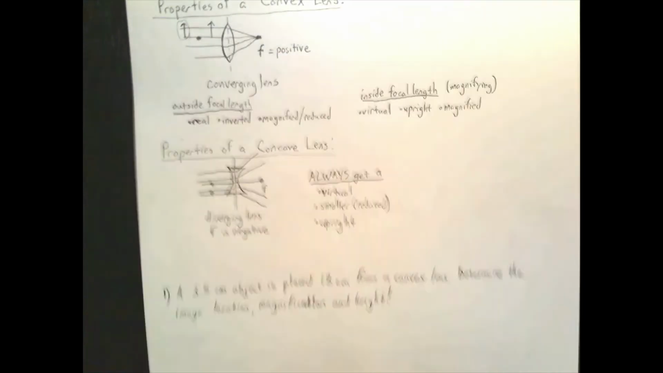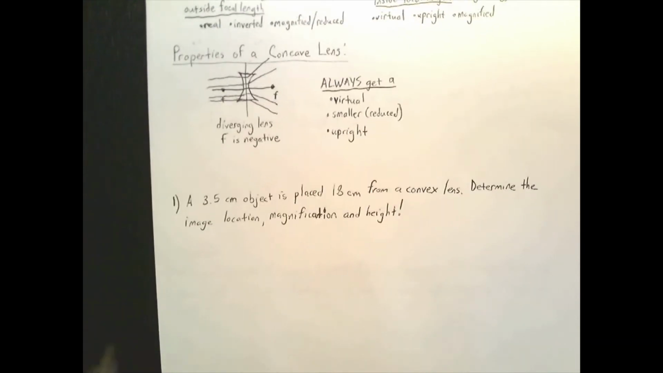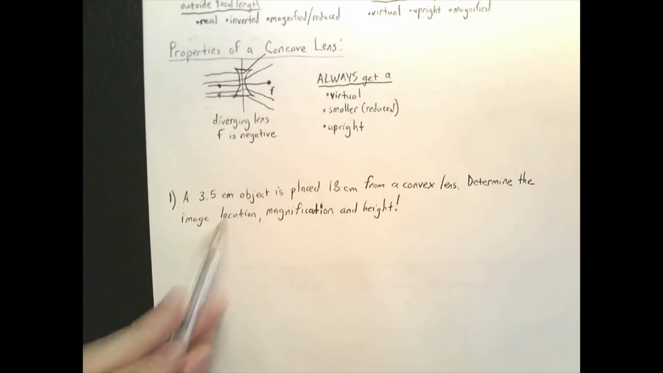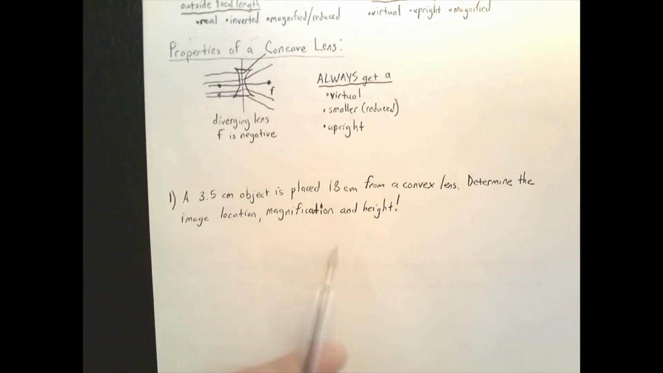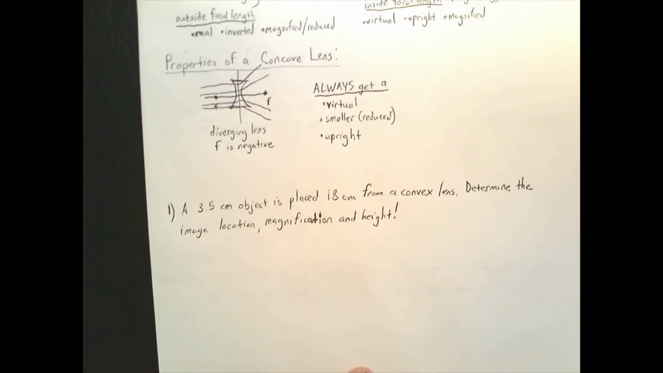So now let's see how we can solve problems concerning lenses. In this first problem, we have a 3.5 centimeter object placed 18 centimeters from a convex lens. We want to know where the image forms, the image location, the magnification, and the height of the image, how tall that image appears to be. This is the order in which we're going to solve for these things each time we do a lens problem like this.